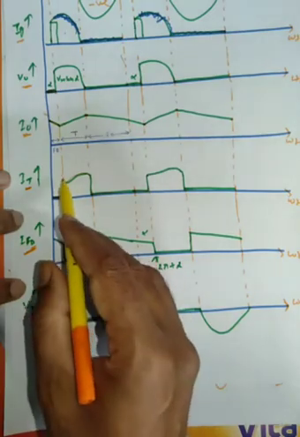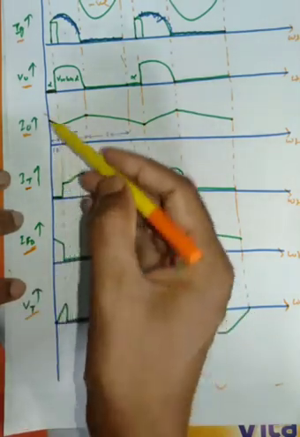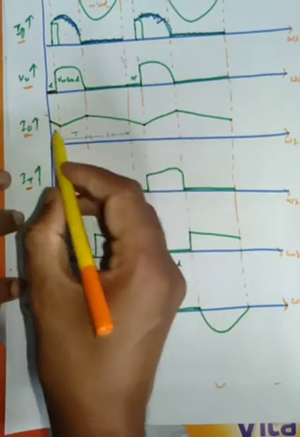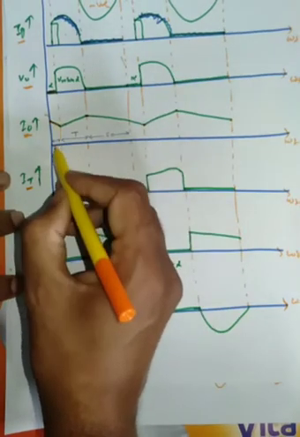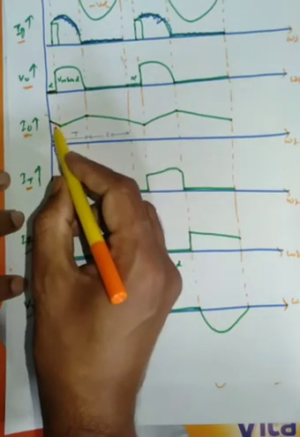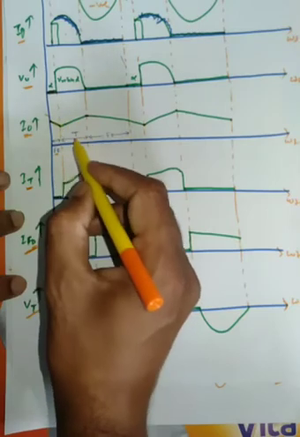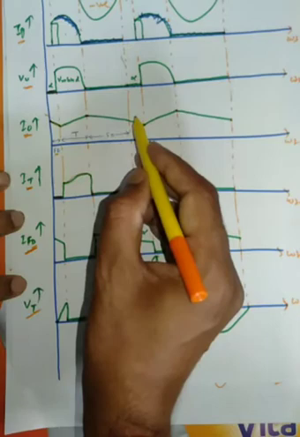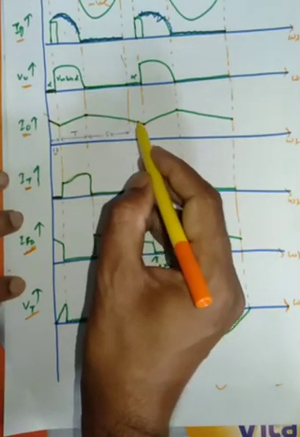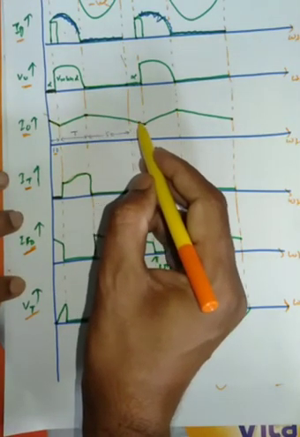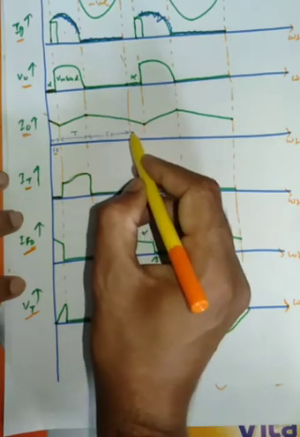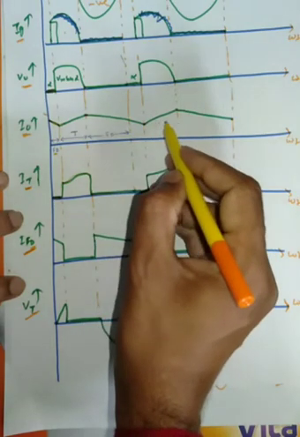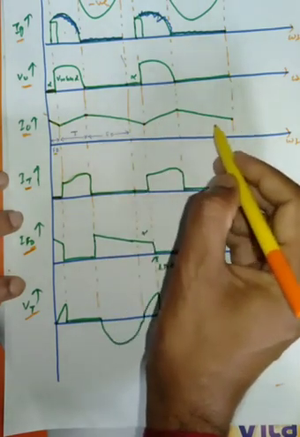Now the freewheeling current. Whenever the thyristor is not working, you can see in the output that the freewheeling diode is working, and during the positive half cycle the thyristor is working. During the negative half cycle the freewheeling diode is working. During the alpha firing delay, the freewheeling diode is again working. During this period the thyristor is working, and during this period the freewheeling diode is working.